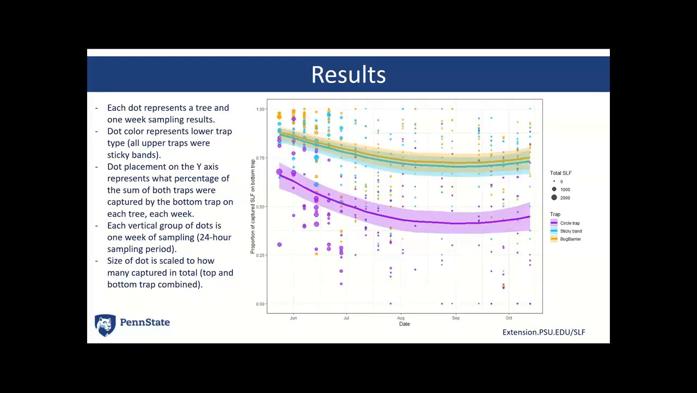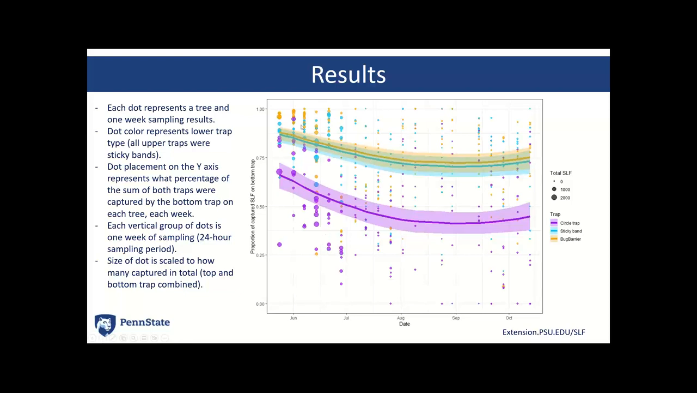And what we saw as results, what this graph is showing you, each set of vertical lines represents a tree. Each dot by color represents what type of trap the lower trap was. The bigger the dot, the more lanternflies were caught on it. And this is 0 to 100%; every tree was evaluated as what was caught was 100%, and where this dot with the lower trap falls shows what percentage of the insects caught from that tree that week were caught in the first trap, and then anything above that dot were caught in the second trap.